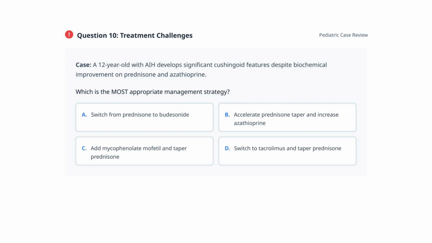Let's address a common treatment challenge. A 12-year-old with AIH develops significant Cushingoid features despite biochemical improvement on prednisone and azathioprine. Which is the most appropriate management strategy? A. Switch from prednisone to budesonide. B. Accelerate prednisone taper and increase azathioprine. C. Add mycophenolate mofetil and taper prednisone. D. Switch to tacrolimus and taper prednisone.